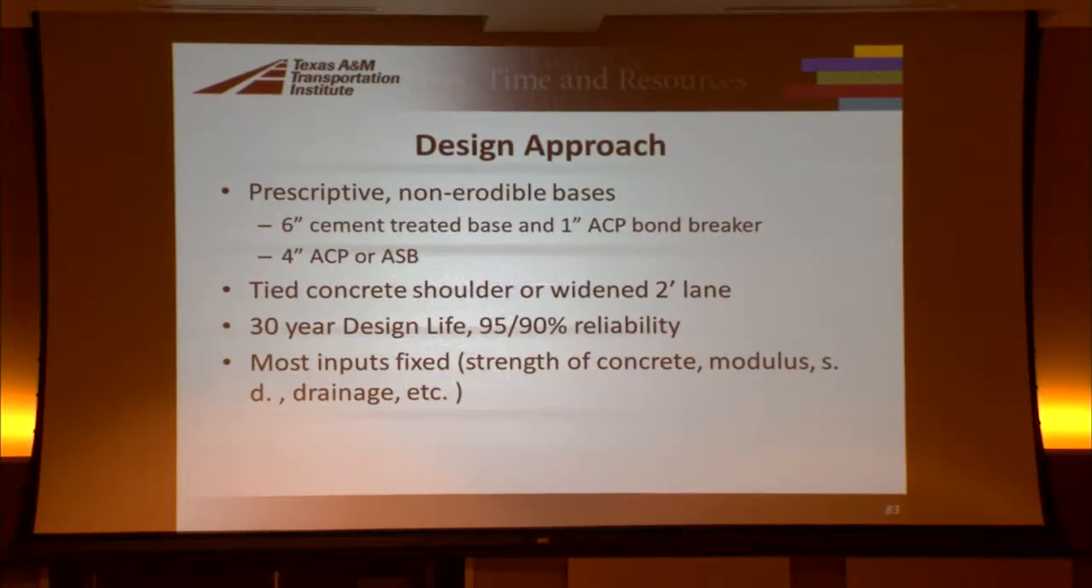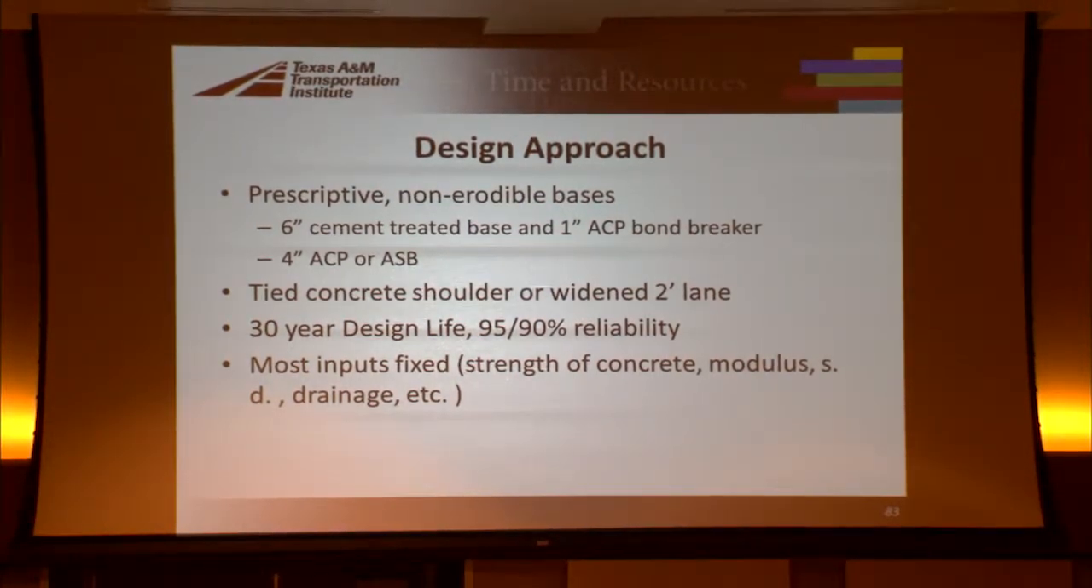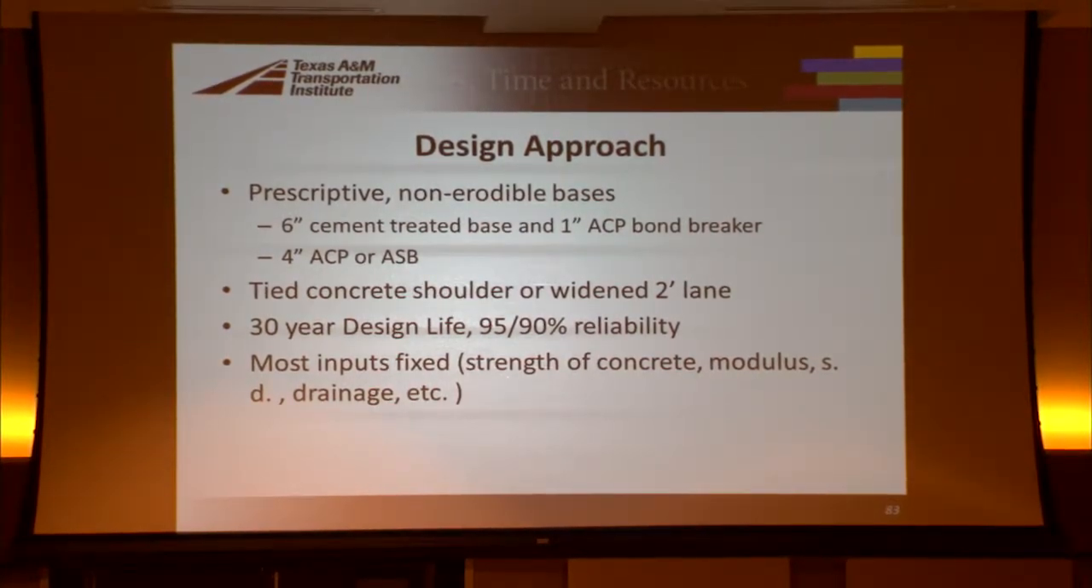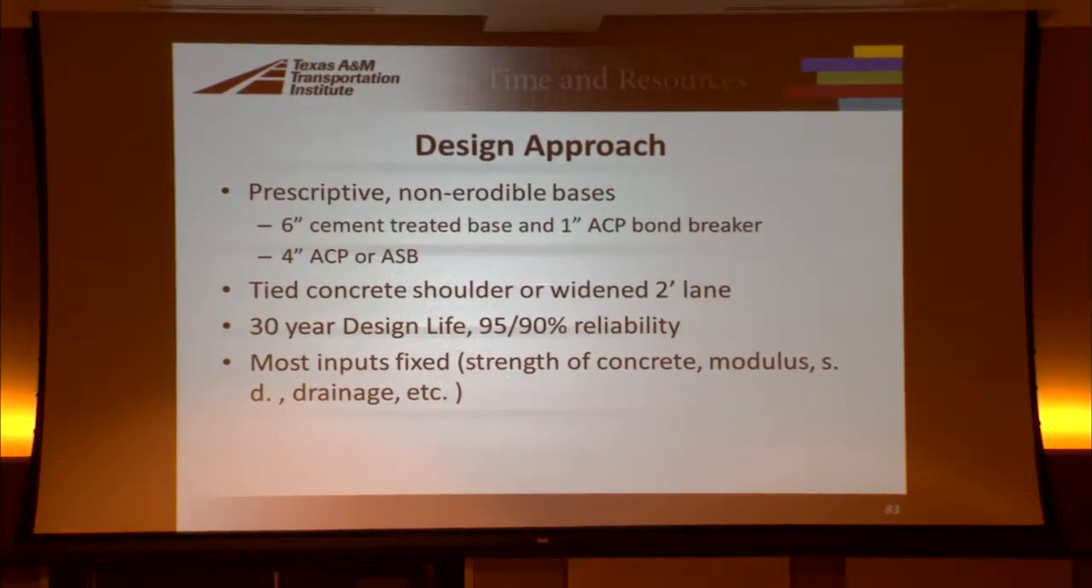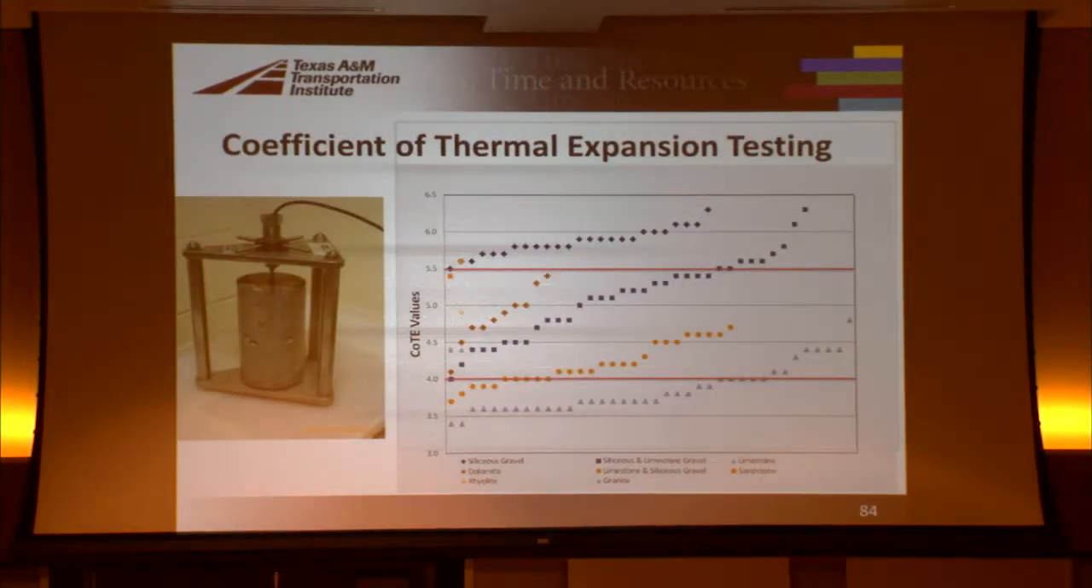Our design approach, we're still doing a lot that's prescriptive for rigid pavement design: a 6-inch cement treated base, a 1-inch bond breaker, or a 4-inch ACP or asphalt stabilized base. We've been doing this since the 60s or 70s and found that's the best way to really build these. We've had many bad experiences built on flexible base and on soil and so on, where the concrete starts failing prematurely.